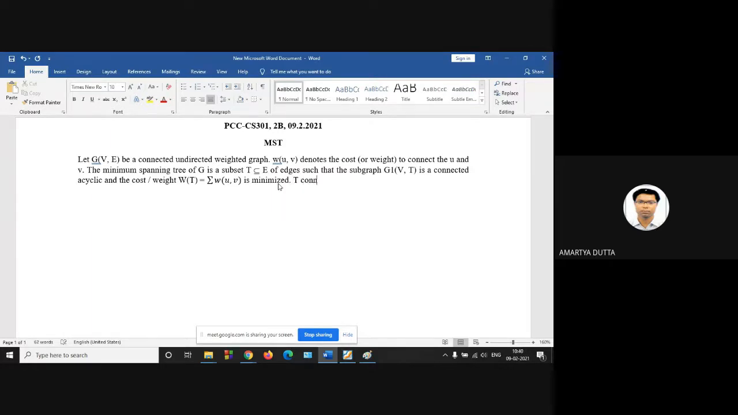T connects all the vertices. So this is the definition of the minimum spanning tree.